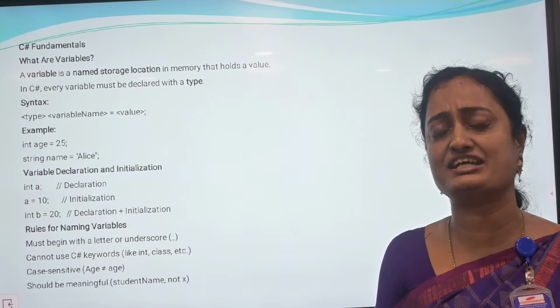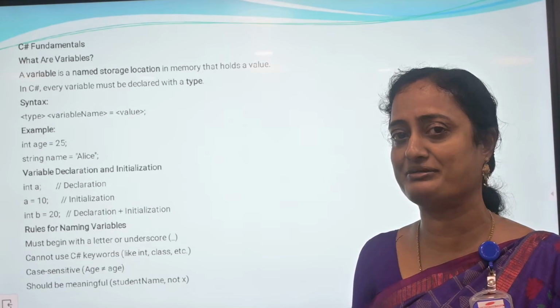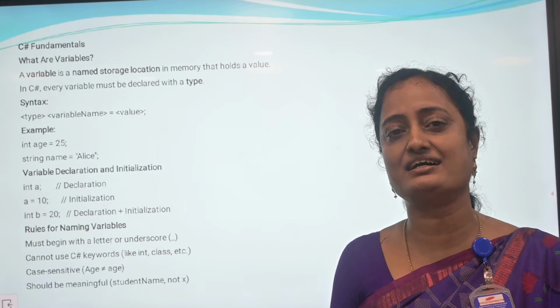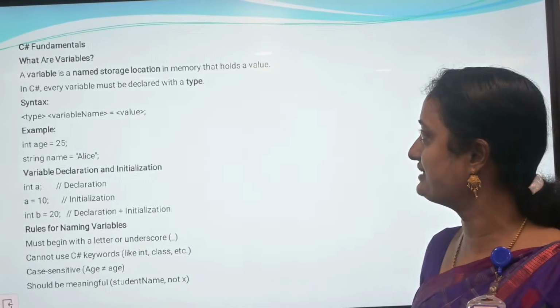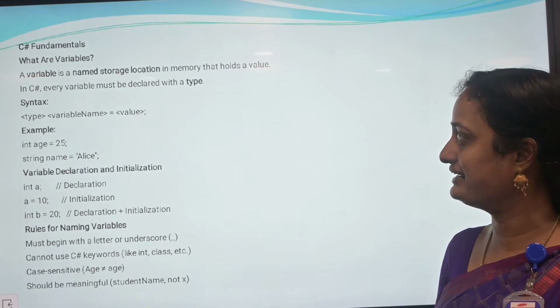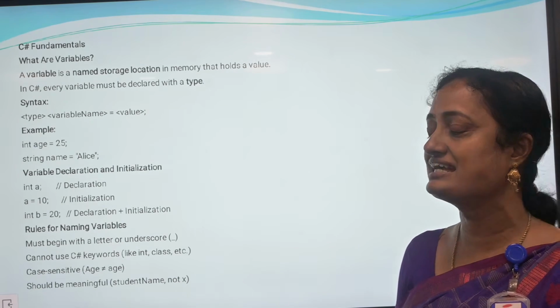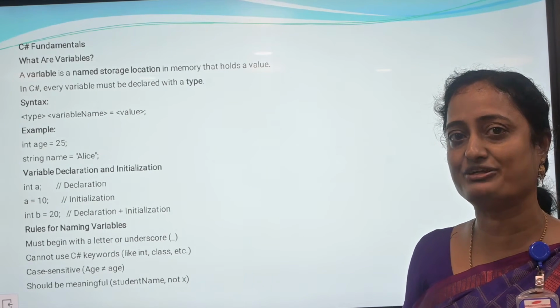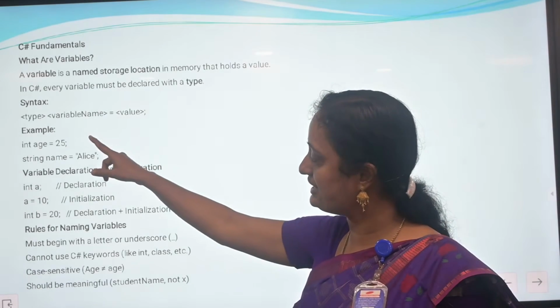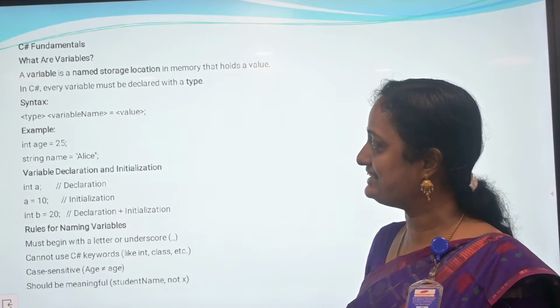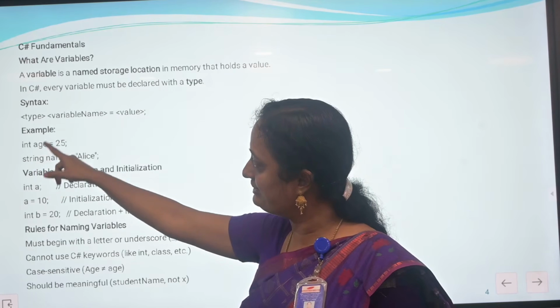First we'll see about variables. What is meant by a variable? A variable is a named storage location that holds data of a type. For example, the syntax is type variableName equal to value. Here type is the data type, such as int or string. So we can give a data type.